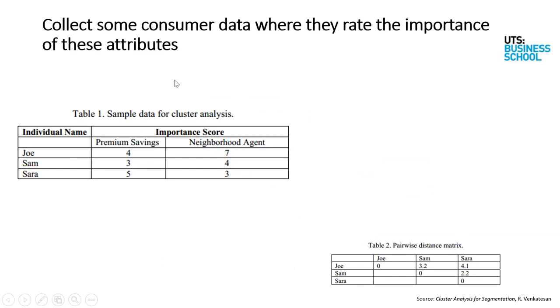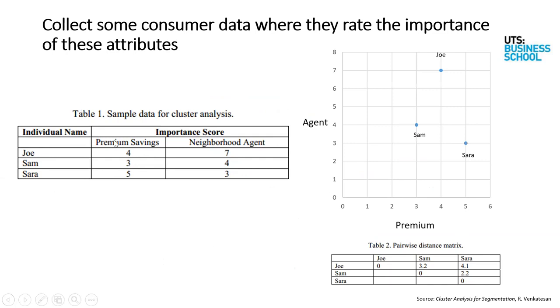Now let's take an example of how a software would actually do the clustering of the data for you. Let's say that these are 3 customers in the data set: Joe, Sam, and Sarah. Joe's rating for premium savings is 4, and for importance of the agent is 7. Similarly, for Sam, it is 3 and 4, and for Sarah, it is 5 and 3. If you plot these coordinates, on the x-axis we have premium savings, and on the y-axis is the importance given to agent. Joe's ratings are 4, 7. So 4 on the x-axis and 7 given to agent. This is where Joe stands on this particular graph.